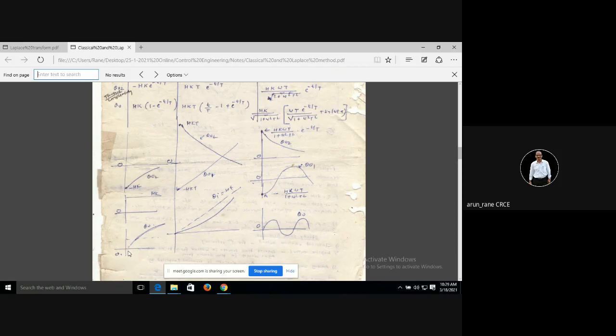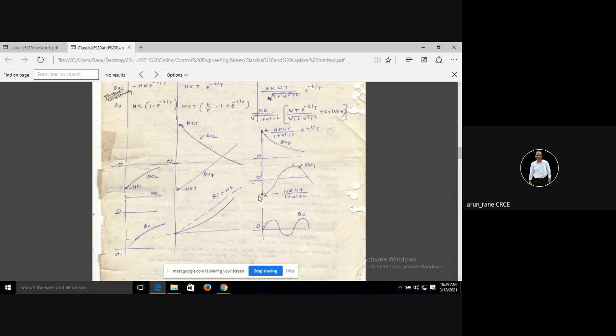Correct? And then you go on adding, that is at a particular time say t, you add this plus this. So you'll always get a positive value. So this graph will be like this, or you substitute values of t here and plot this. Simple.